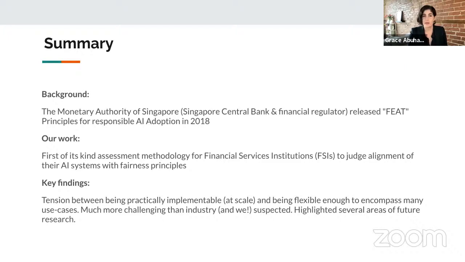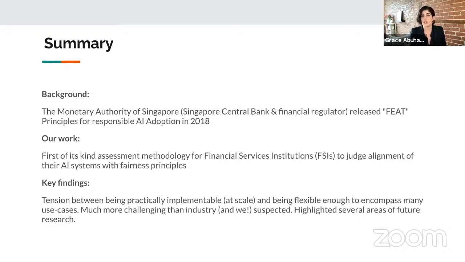A few years ago, Singapore's Monetary Authority, which is the country's financial regulator and central bank, recognized the changing landscape for financial services and AI systems. They formed an industry partnership in 2018 to develop principles for fair, ethical, accountable, and transparent AI, hence the acronym FEAT. But we all know that principles aren't implementable on their own. So our job was to develop that implementation for financial services institutions, also known as banks here. To help guide the implementation, the consortium identified two use cases, credit scoring and direct marketing.